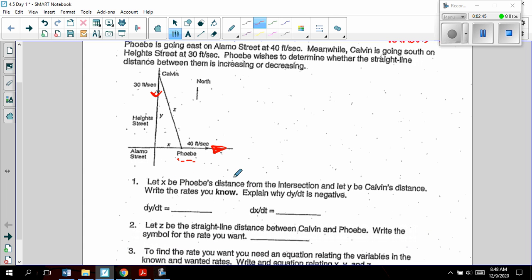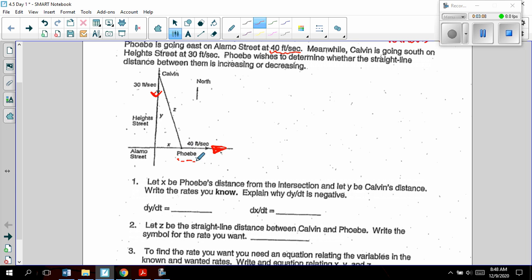So it says, let x be Phoebe's distance from the intersection. So you can see that x is denoted right here. Let y be Kelvin's distance. Write the rates that you know. Okay. All right, so when I'm talking about rates, rates are like speeds, velocity, those types of things. Well, I see for Phoebe here that we were told it's 40 feet per second.